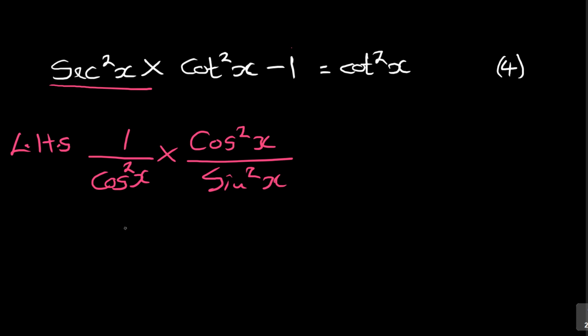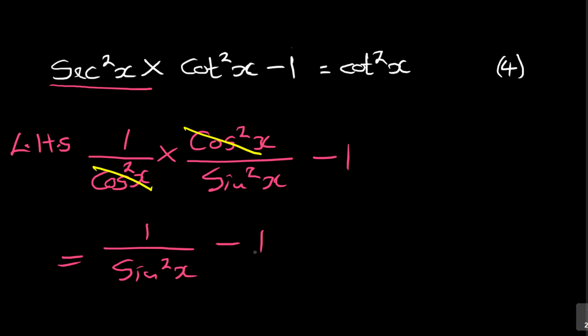And then from here, I think already it is clear. I say minus 1. Let's not forget, this is minus 1 here. And then from here, I have to cancel out. This already shows me that this goes. That just becomes 1 over sine squared x. Then minus 1. Are you with me?